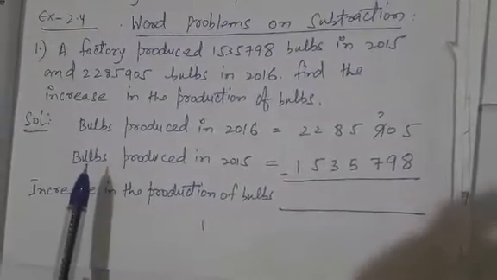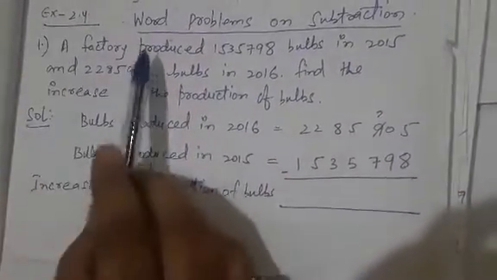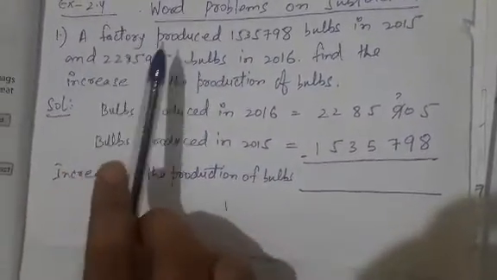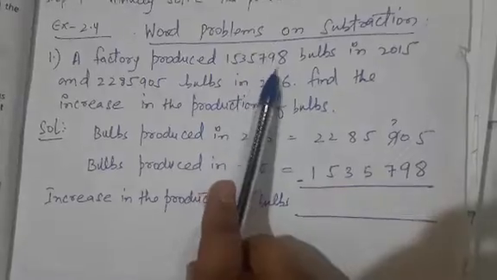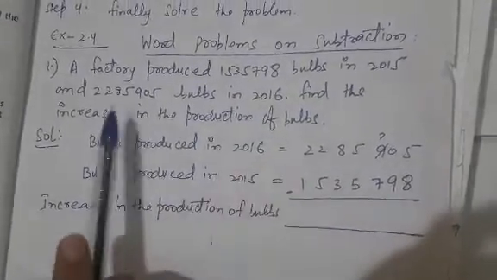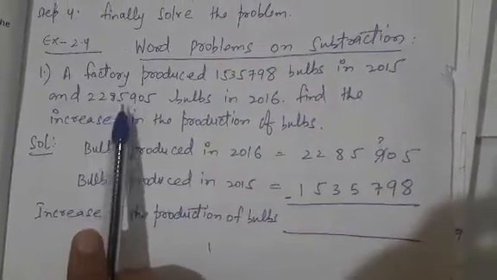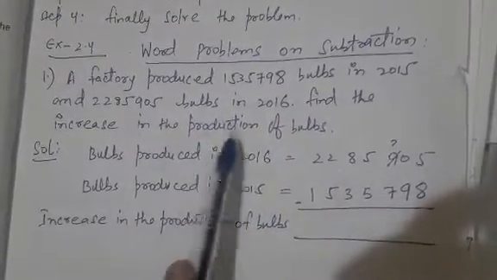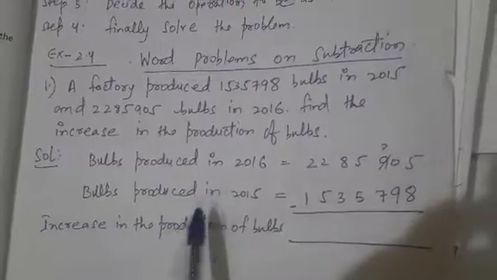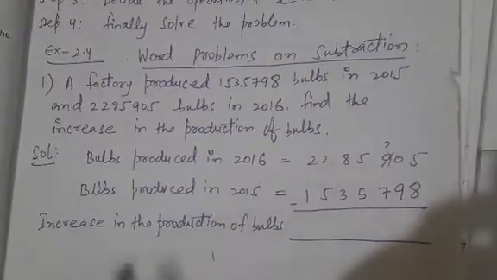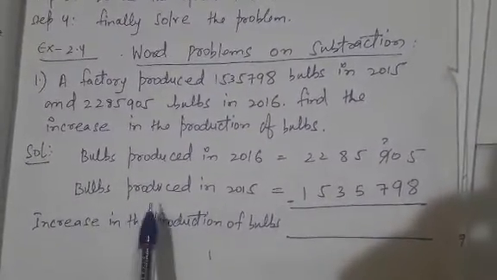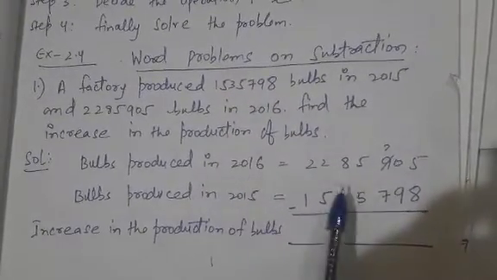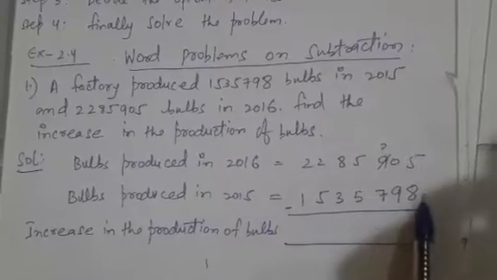Okay students, now we'll come to exercise 2.4. Word problems on subtraction. Question 1. A factory produced 1535798 bulbs in 2015 and 2285905 bulbs in 2016. Find the increase in the production of bulbs. So students, how will we find the increase in the production of bulbs? First of all, we will subtract bulbs produced in 2015 from the bulbs produced in 2016. So our answer goes like this.